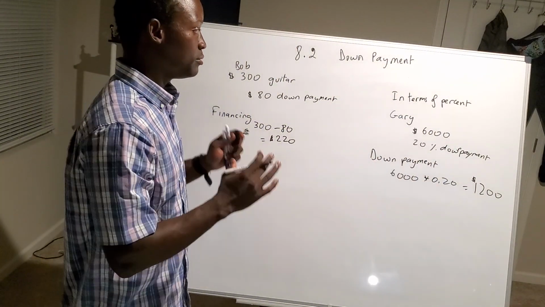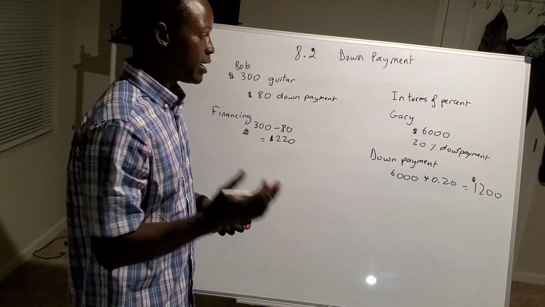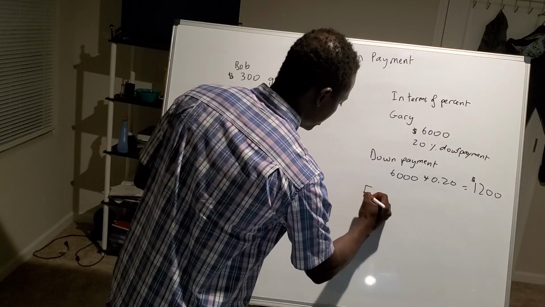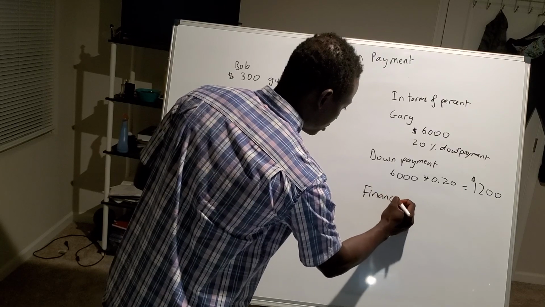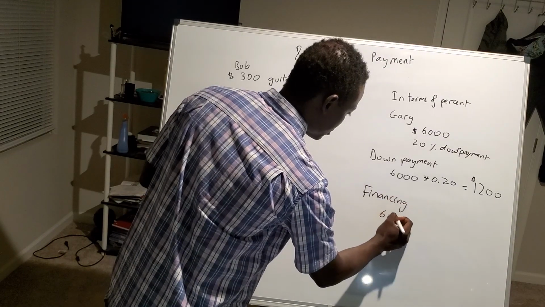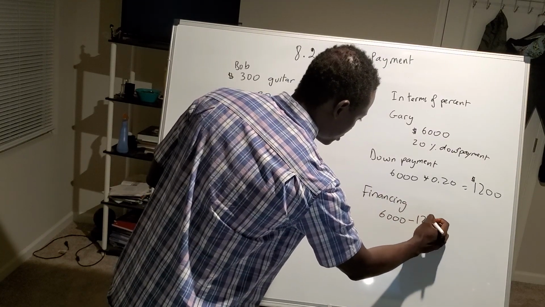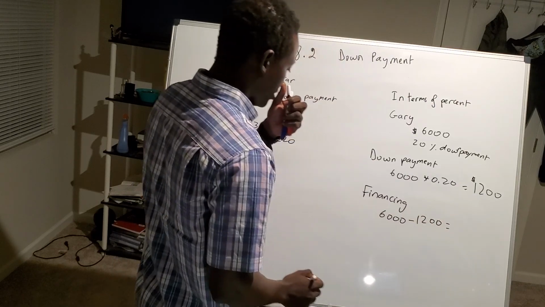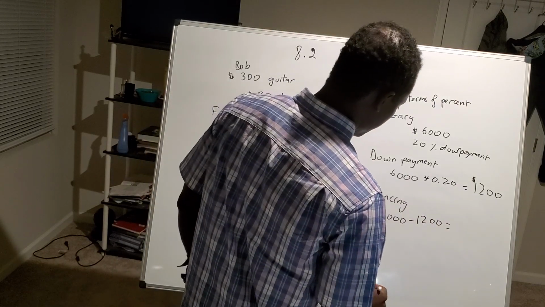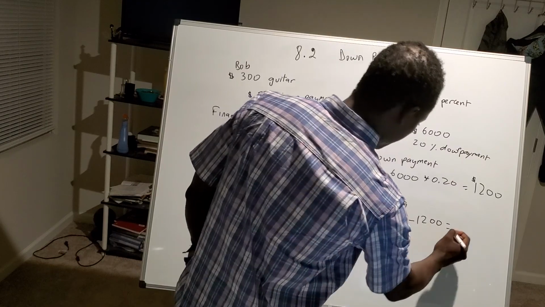So the next thing we will do is work on the financing. How much is he going to be financing? So 6,000 minus 1200, which will be 4,800.